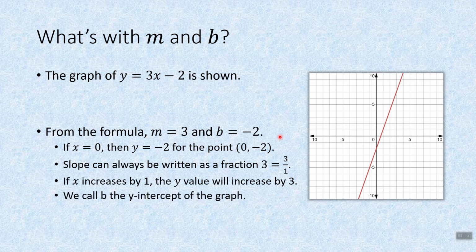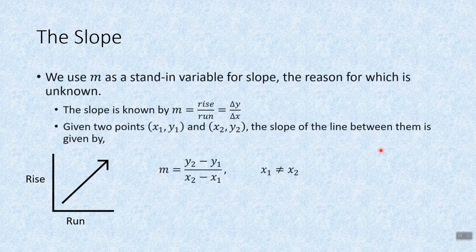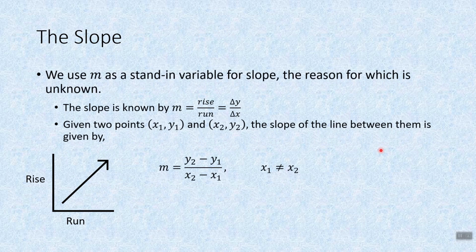And as I mentioned earlier, I spoiled it. We call b the y-intercept of the graph because that is the location where the graph crosses the y-axis.